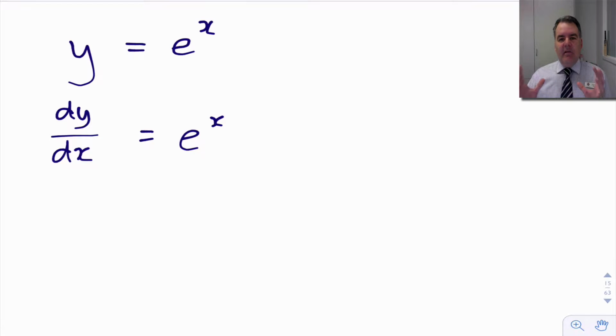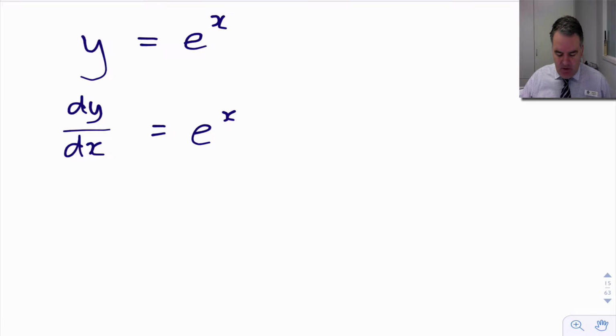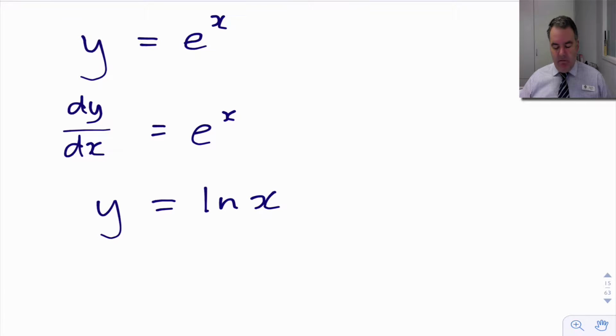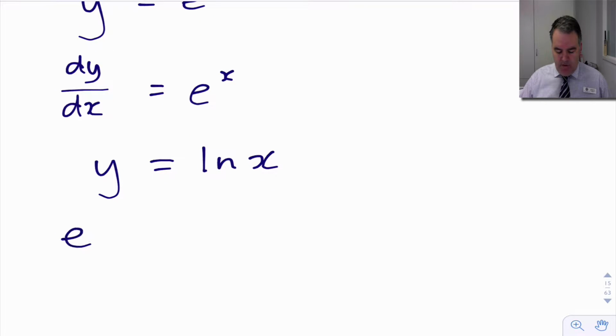So let's start the derivation of this result by looking at one that we do know, which is y equals e to the x. We know that the derivative of y equals e to the x is e to the power of x. So let's start from there, and we're going to use that. I'm going to start with the function that we're looking at here, y equals ln x, that is log base e of x. Now if we rearrange this equation, we get e to the power of y equals x.